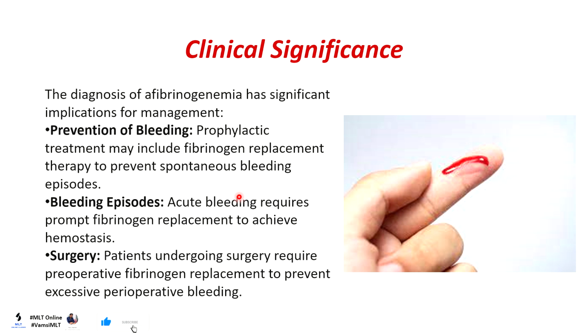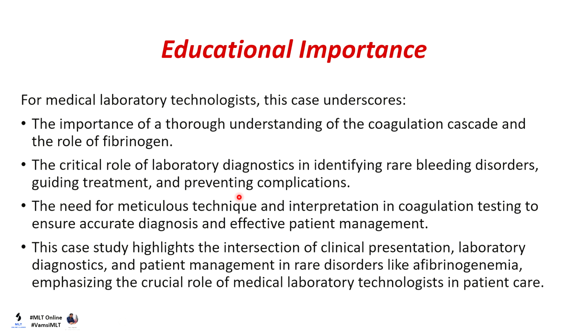Clinical significance: the diagnosis of afibrinogenemia has significant implications for management. Prevention of bleeding: prophylactic treatment may include fibrinogen replacement therapy to prevent spontaneous bleeding episodes. Acute bleeding requires prompt fibrinogen replacement to achieve hemostasis. Surgery: patients undergoing surgery require preoperative fibrinogen replacement to prevent excessive intraoperative or postoperative bleeding.